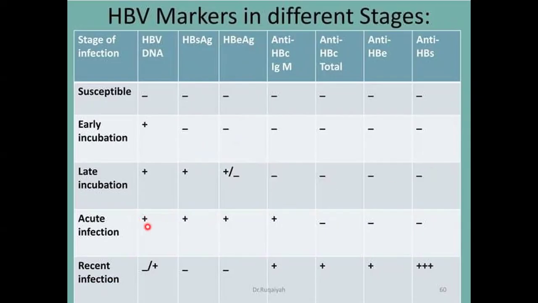Then we go to acute infection. This will be positive, this is positive, this is positive, this is positive. Anti-HBC IgM, remember, this one is positive. It starts being positive here and continues until the window phase.